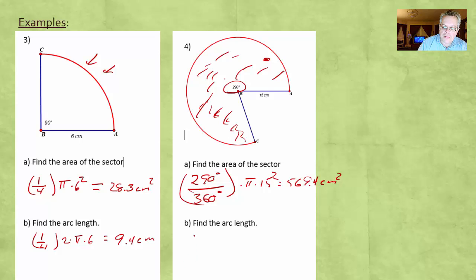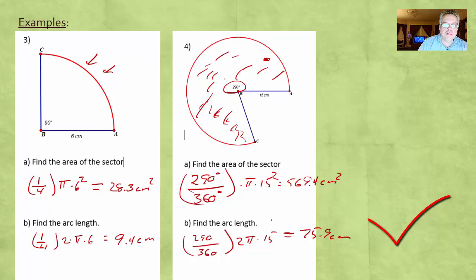And let's find this big arc length. So again, 290 out of 360 times the total circumference, 2 pi times 15. You do it, you get 65.9 centimeters. So this is a method of finding the area of a sector or the length of an arc. Okay, it's just a fraction of the circle.